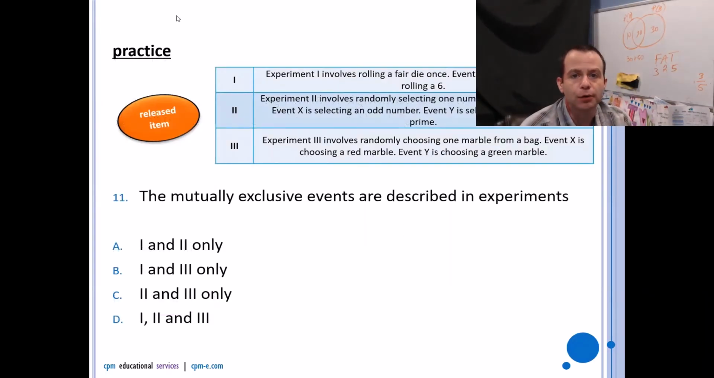Okay, so question 11. The mutually exclusive events are described in experiments. So let's just go through each experiment and decide whether there's an overlapping region or not. If there is an overlapping region, they are not mutually exclusive. And if there is not an overlapping region, they are mutually exclusive.